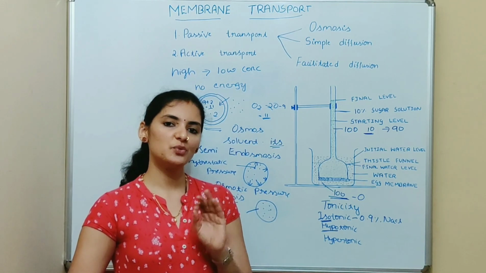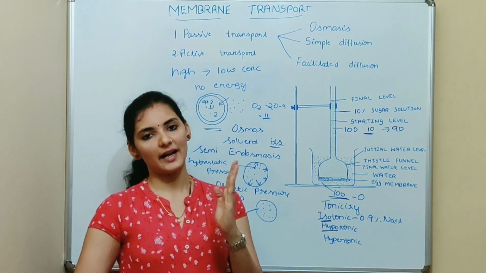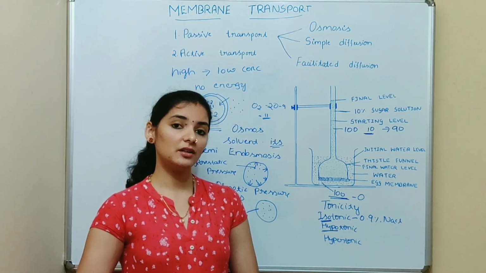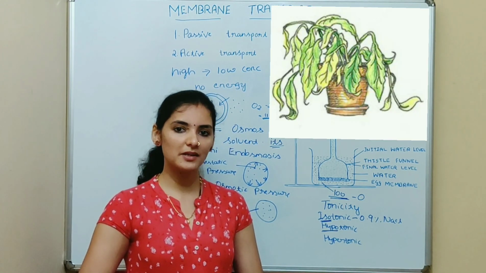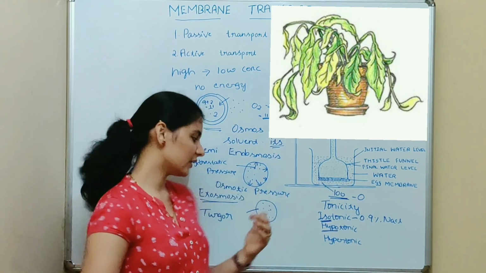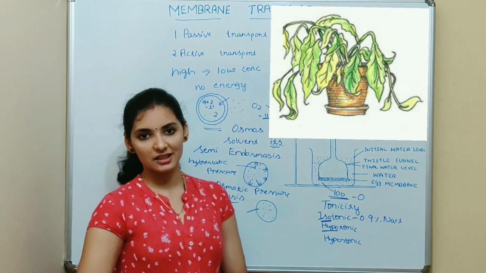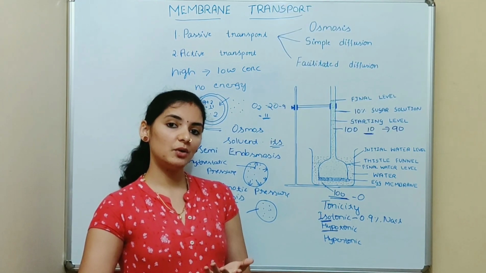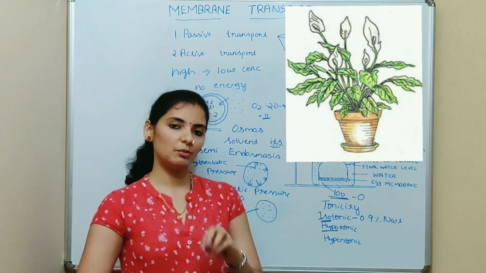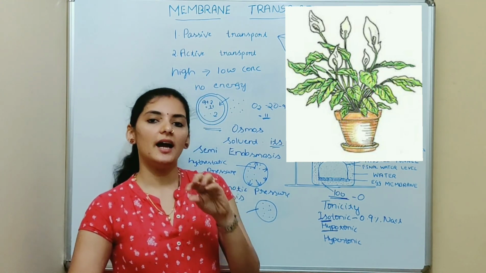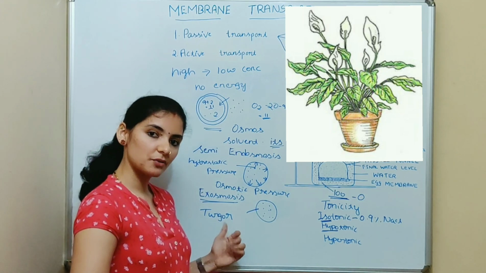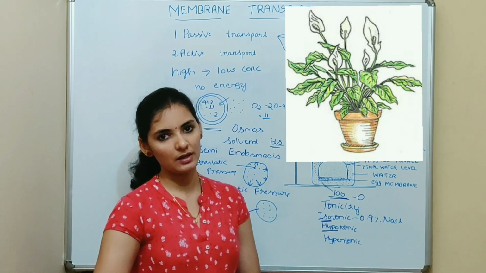And turgor pressure is very important in keeping the plant in an erect position. You might have observed that when you don't water a plant for a day, the plant will shrink or bend, isn't it? Why? Because of the decrease in turgor pressure. Again, when you water it, the plant will come back to its normal position, because water enters each cell and there is an increase in the turgor pressure of each cell. Because of which the plant comes to its normal position.